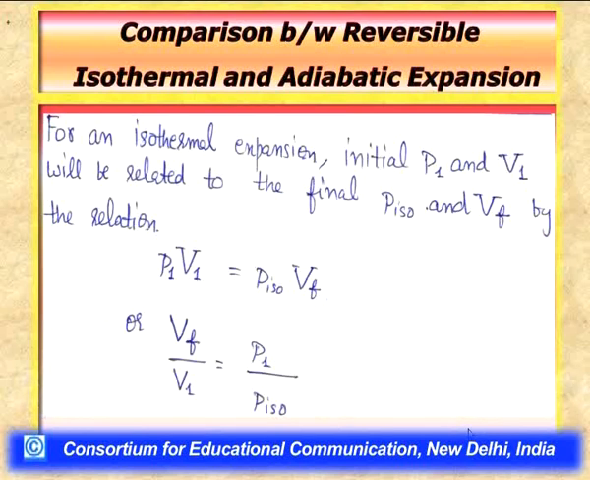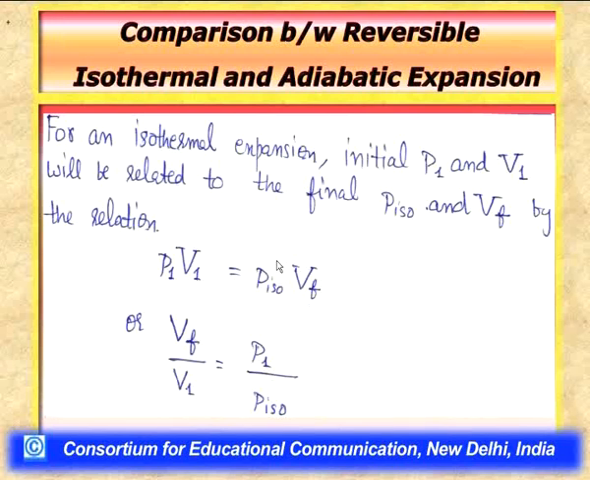For this, let us first consider isothermal expansion. For isothermal expansion of an ideal gas, the initial state P1 V1 is related to the final state, P_iso and Vf, the final volume, by the relation P1 V1 equals P_iso Vf. Here we are just using the equation of state under isothermal condition, that is PV equals constant. Making use of that, we have written P1 V1, the initial pressure and volume, equals P_iso into Vf, the final pressure and final volume.